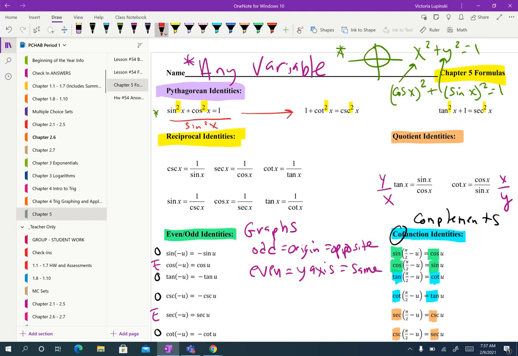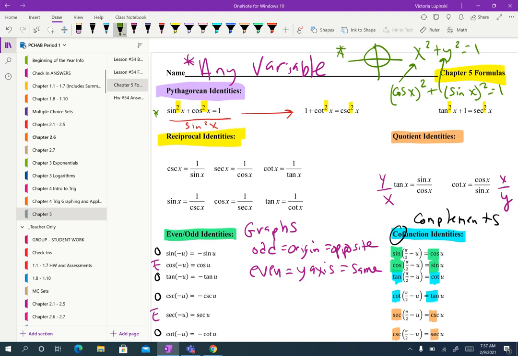Sine squared divided by itself would be 1. A cosine divided by a sine is a cotangent. So a cosine squared divided by a sine squared is a cotangent squared. And then 1 over a sine is a cosecant. So 1 over a sine squared is a cosecant squared. So that's going to lead us to our second Pythagorean identity.